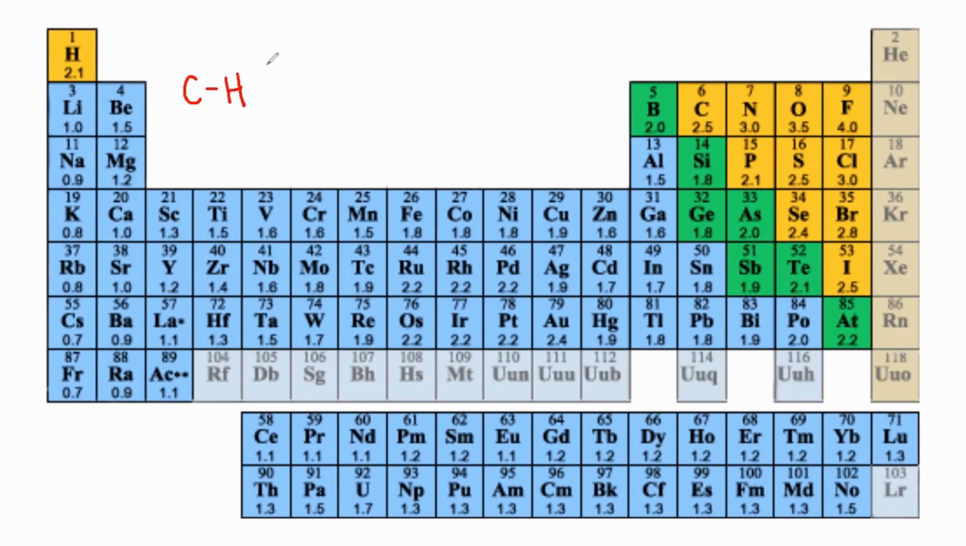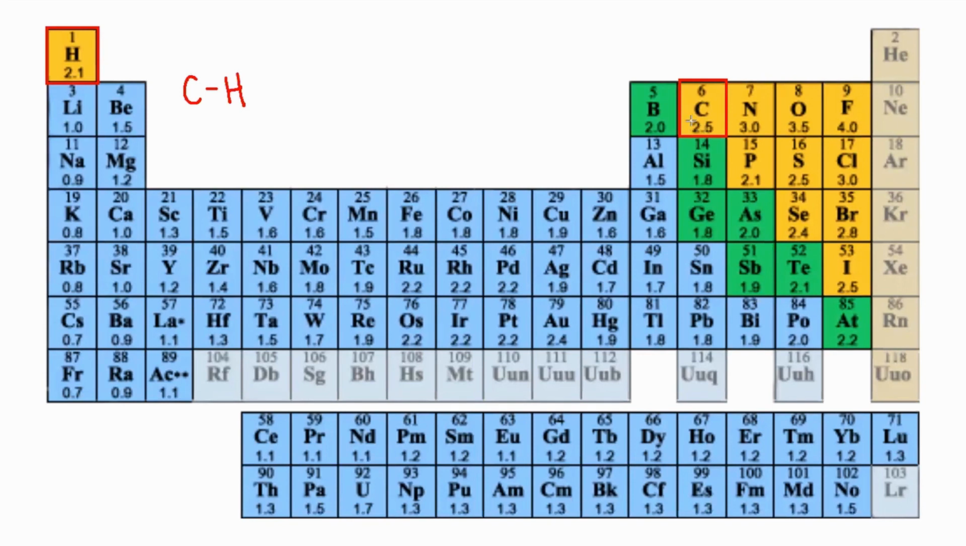Let's go ahead and do another example. Let's look at a bond between carbon and hydrogen. First of all, let's go ahead and locate them in the periodic table. Right here we have carbon, and on the left we have hydrogen. Because carbon is farther to the right, we can already tell that it's going to be more electronegative.